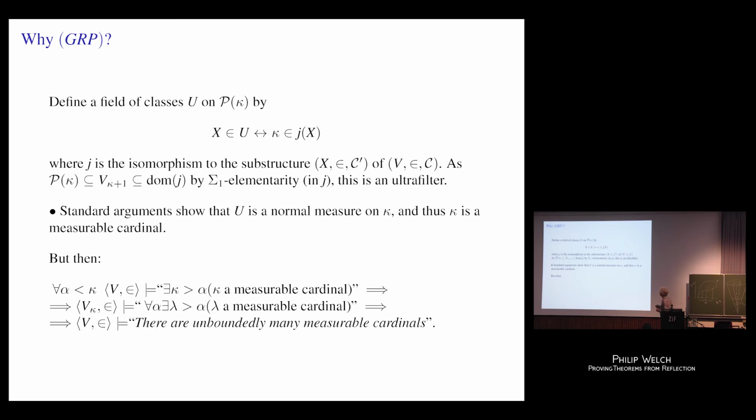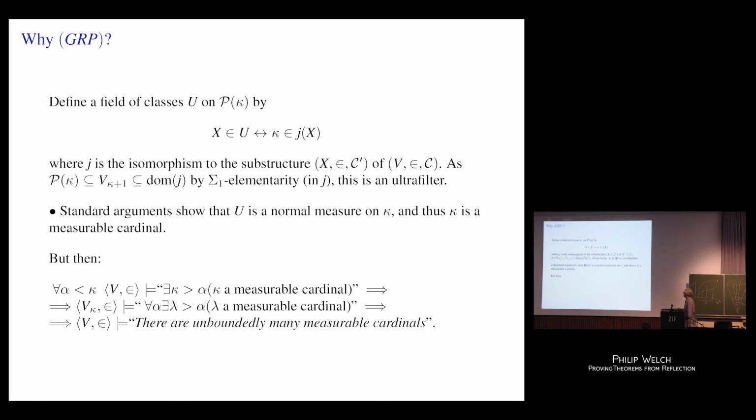But this allows us to define an ultrafilter. So it turns out to be a less than kappa additive two-valued measure on the power set of kappa. And if you remember, that was one of the hypotheses that we were using earlier on. So we're in business, right? This gives us such a measure on such a large uncountable set here.